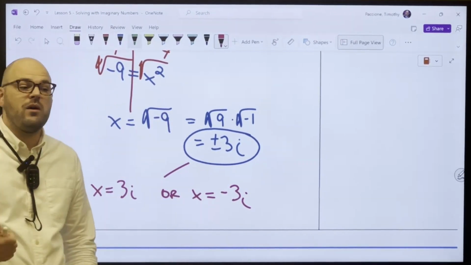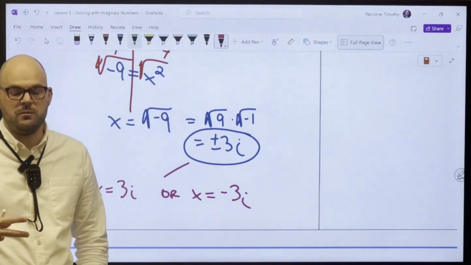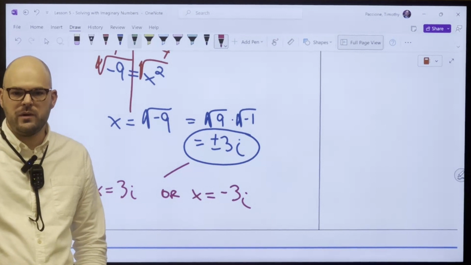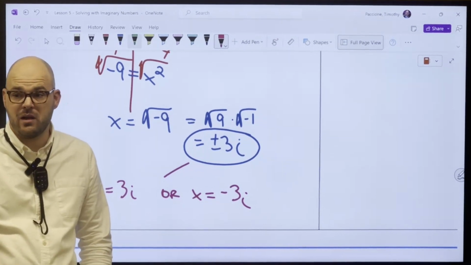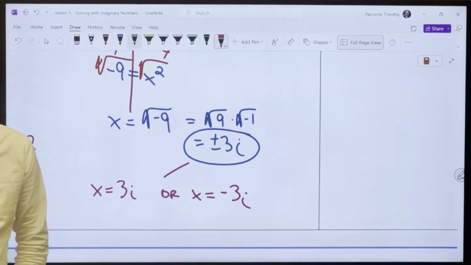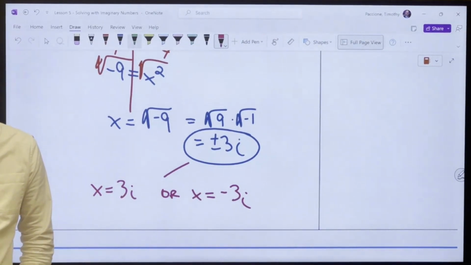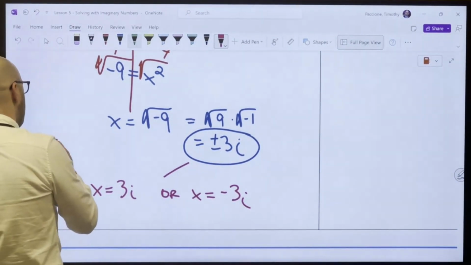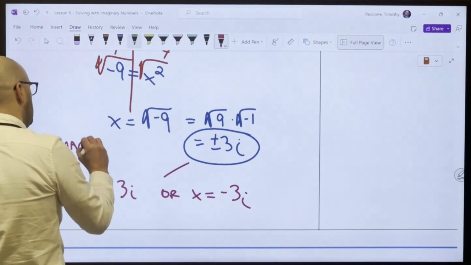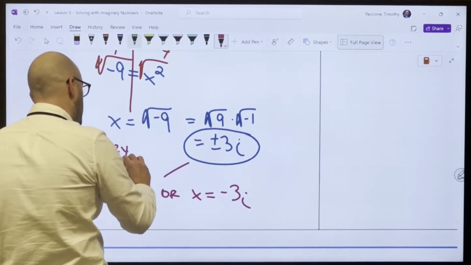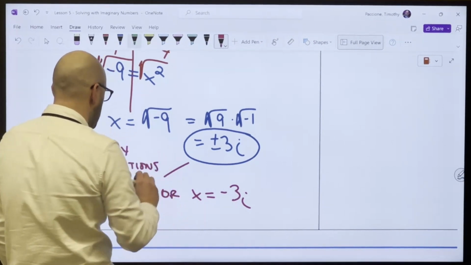Now, I want you to get used to answering this question. The question is, what type of solutions do we have and how many do we have? We just talked about how many we have, which is what? 2. And what type do we have? What is i? An imaginary number. So we have 2 imaginary solutions.